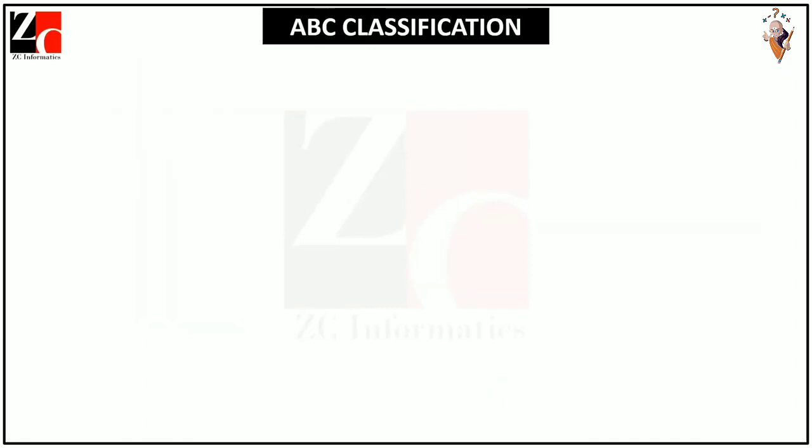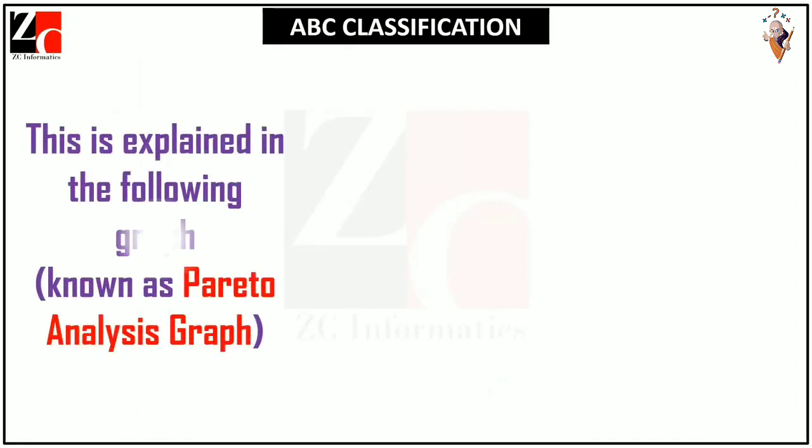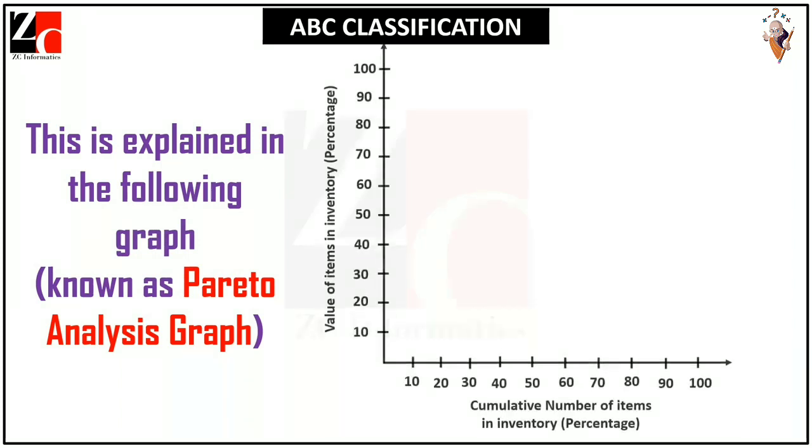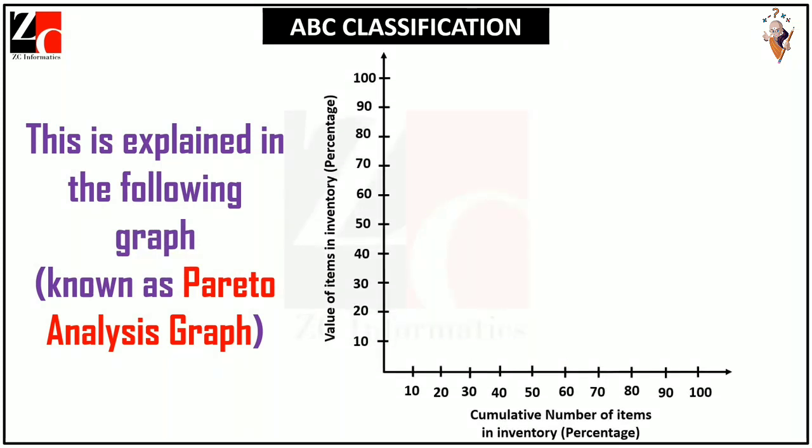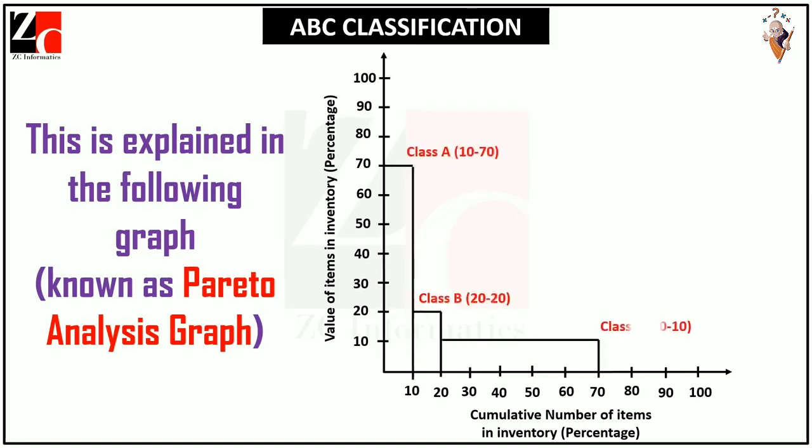ABC analysis. This is explained in the following graph known as Pareto analysis graph, where we have value of items, cumulative number of items in inventory, class A, class B and class C in graphical form.